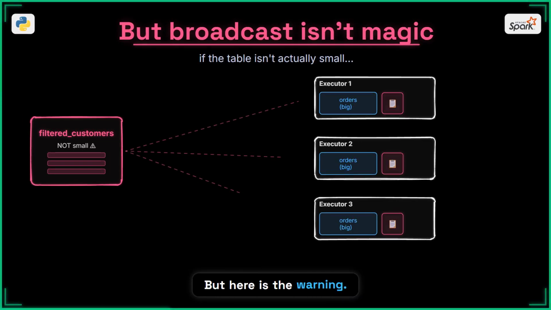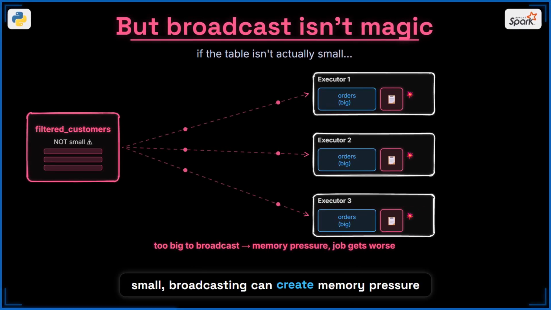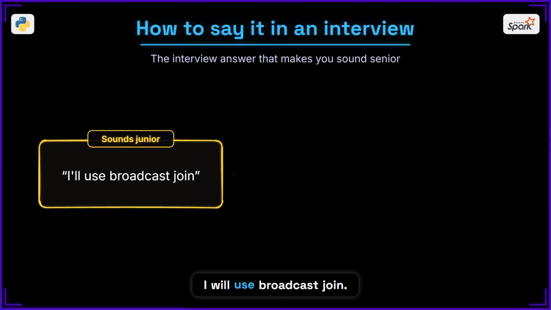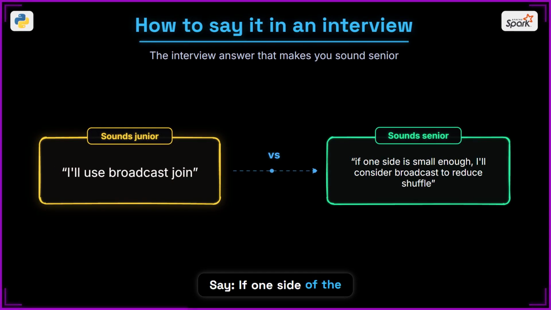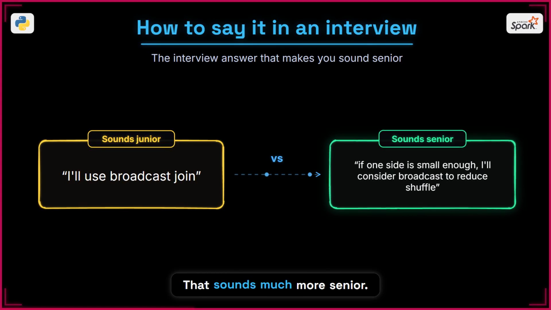But here is the warning. Broadcast join is not magic. If the table is not actually small, broadcasting can create memory pressure and make the job even worse. So in interviews, do not directly say I will use broadcast join. Say, if one side of the join is small enough, I will consider broadcast join to reduce the shuffle. That sounds much more senior.